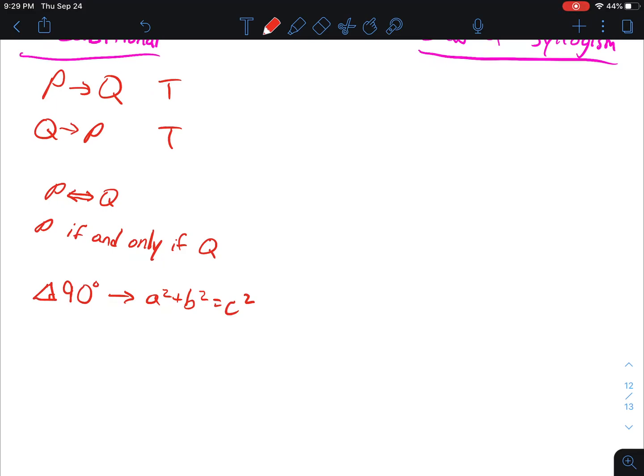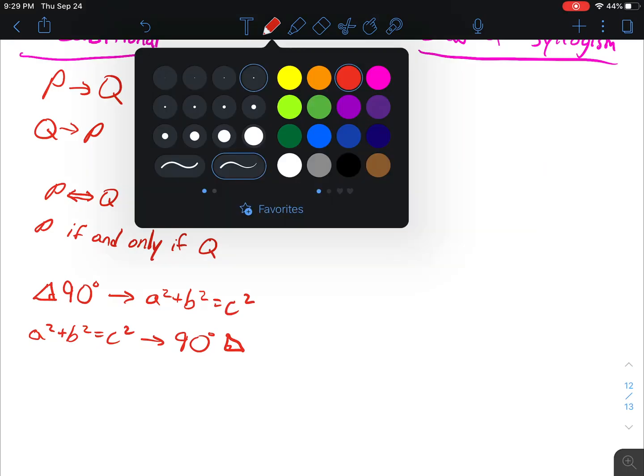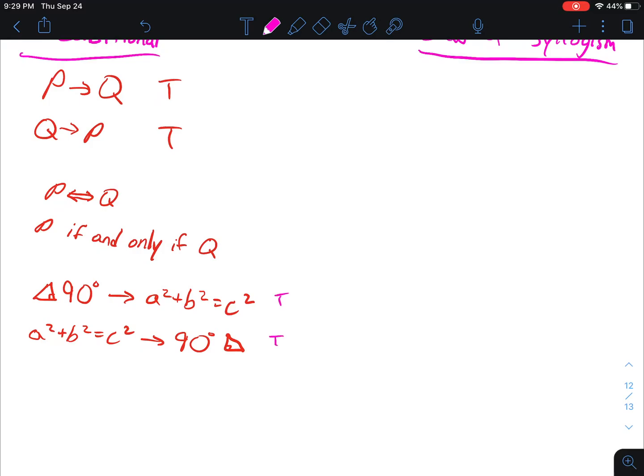All right, now let's talk about the converse. Remember, the converse just switches the order. So if you can use the Pythagorean theorem, which is a squared plus b squared equals c squared, then you know you have a 90-degree right triangle, right? And both of those in that situation are true, right? This is true and this is true. So that's where we have a true biconditional. Both directions are true. If and only if goes in both directions, right? If you have a 90-degree right triangle, if and only if you can use the Pythagorean theorem, right? So it's talking about both directions here.